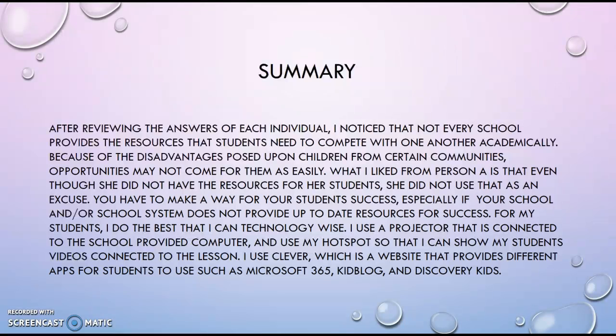For my students, I do the best that I can technology-wise. I use a projector that is connected to the school-provided computer and use my hotspot so that I can show my students videos connected to the lesson. I use Clever, which is a website that provides different apps for students to use, such as Microsoft 365, KidBlock, and Discovery Kids.